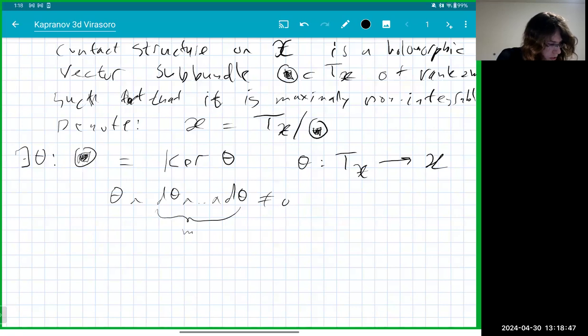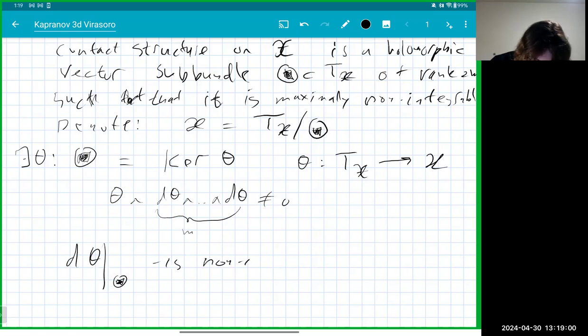And this condition doesn't depend on the trivialization of kappa. And it basically guarantees that d theta restricted on our distribution is well-defined and non-degenerate.